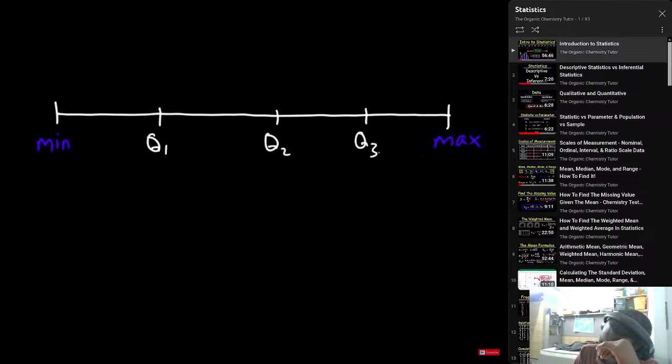So let's say if the data was normally distributed, this would be at a 0% level, this would be 25, 50, 75, and then this will be 100.